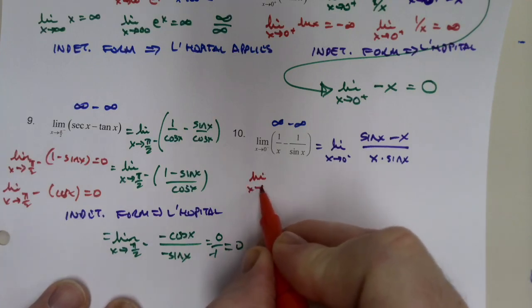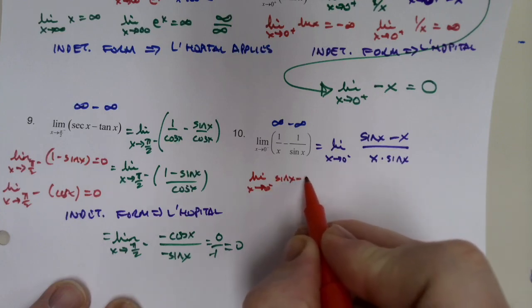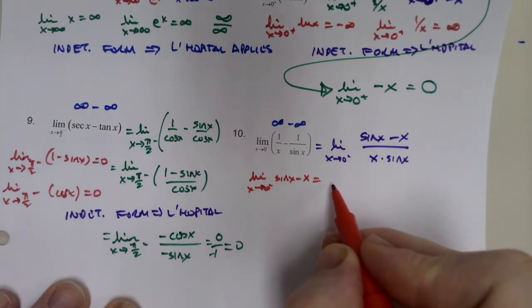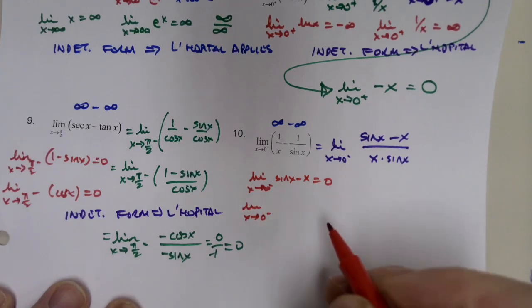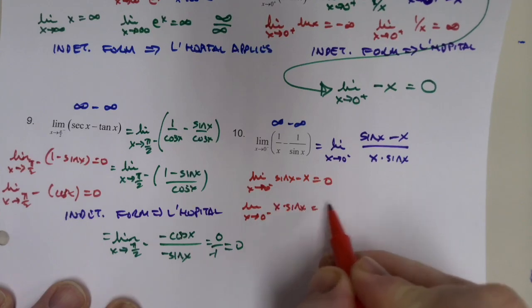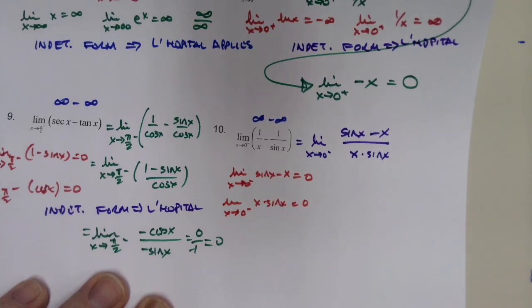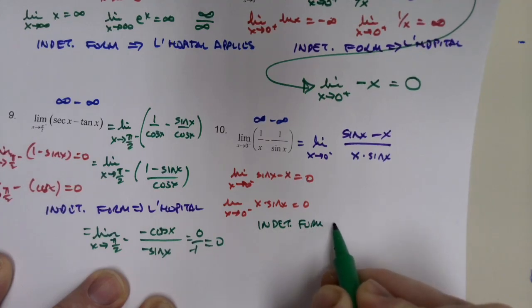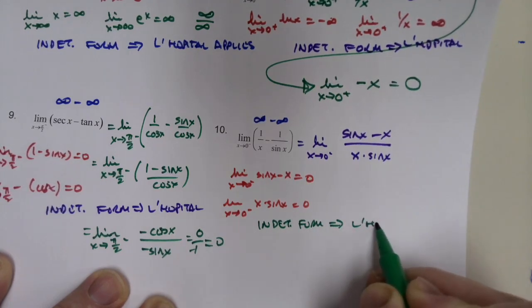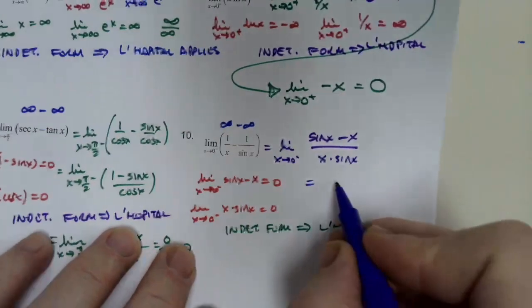Then let's look at these individually. The limit as x goes to 0 from the left of the sine of x minus x would be a 0 minus 0, or 0. The limit as x goes to 0 from the left of x times the sine of x is 0 times 0, which is 0. Therefore, we have an indeterminate form. And L'Hopital will apply. So let's go back up here to this thing and take the derivative.